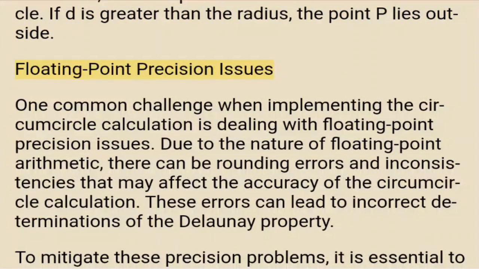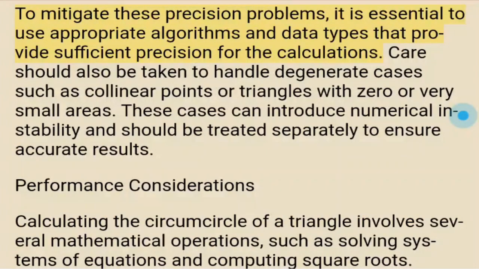Floating point precision issues. One common challenge when implementing the circumcircle calculation is dealing with floating point precision issues. Due to the nature of floating point arithmetic, there can be rounding errors and inconsistencies that may affect the accuracy of the circumcircle calculation. These errors can lead to incorrect determinations of the Delaunay property. To mitigate these precision problems, it is essential to use appropriate algorithms and data types that provide sufficient precision for the calculations. Care should also be taken to handle degenerate cases such as collinear points or triangles with zero or very small areas. These cases can introduce numerical instability and should be treated separately to ensure accurate results.